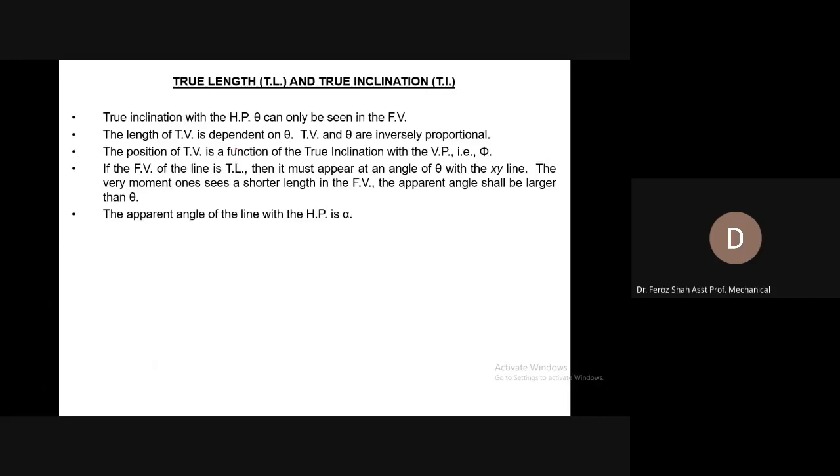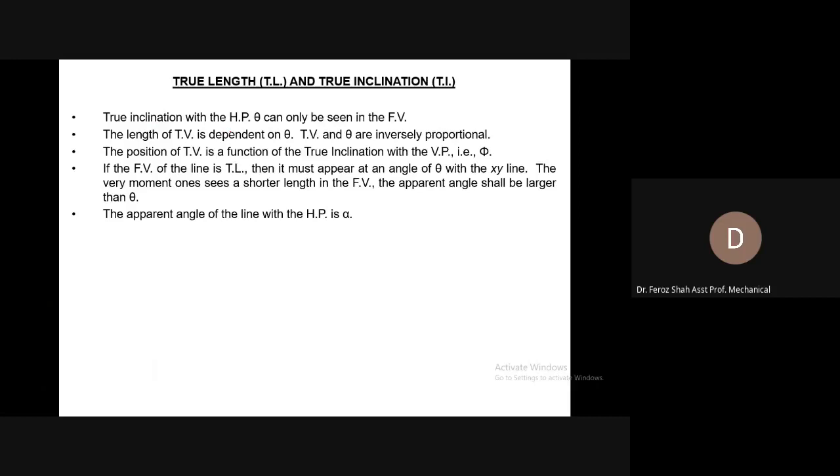Projection of lines inclined to one or both of the principal planes of projection, that is the horizontal plane and the vertical plane. There are some hints to be remembered while projecting lines inclined to one or both of the planes. That consist of the true length and true inclination.